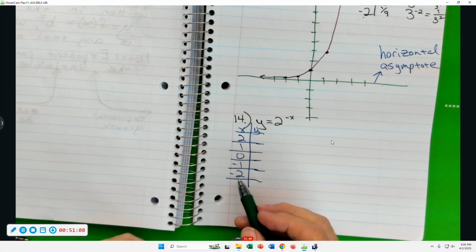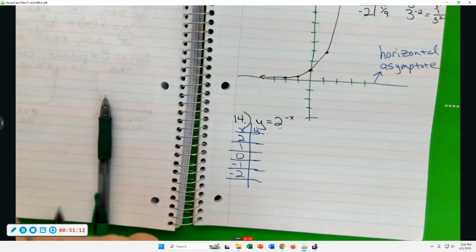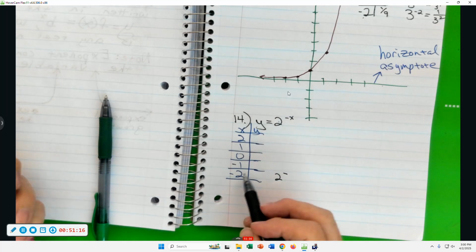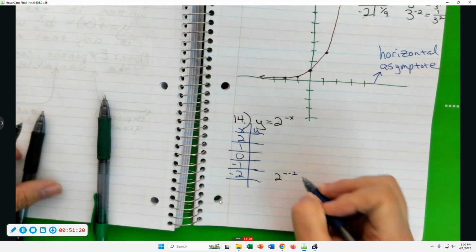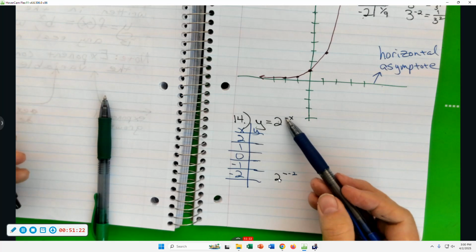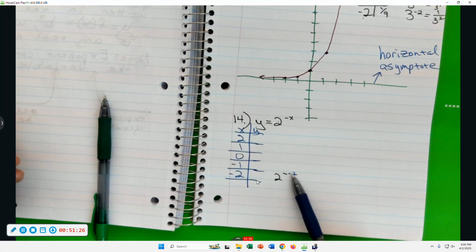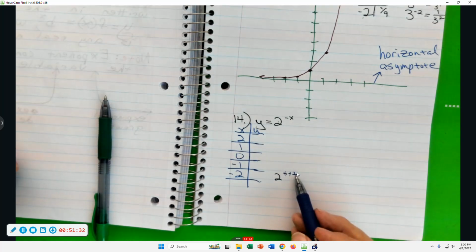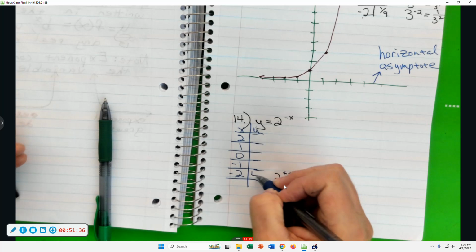Let's start off down at the bottom this time. You take the 2, you have 2 to the negative, plug in that negative 2, what's about to happen there? 2 to the negative 2. What's going to happen here? That becomes a positive. So 2 to the 2 squared gives me a 4.